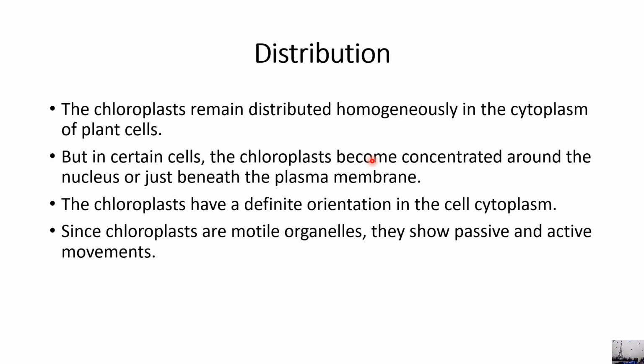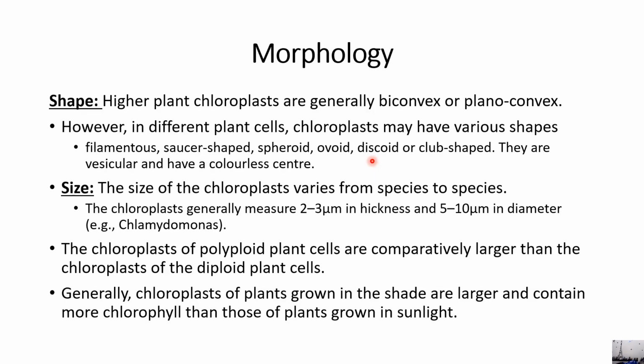The chloroplasts remain distributed homogeneously in the cytoplasm of plant cells, but in certain cells, the chloroplasts become concentrated around the nucleus or just beneath the plasma membrane. The chloroplasts have a definite orientation in the cell cytoplasm. Since chloroplasts are motile organelles, they show passive and active movements. As for shape, higher plant chloroplasts are generally biconvex or planoconvex. However, in different plant cells, chloroplasts may have various shapes.